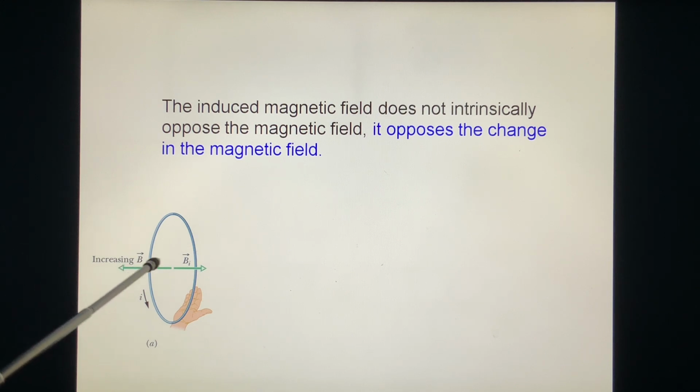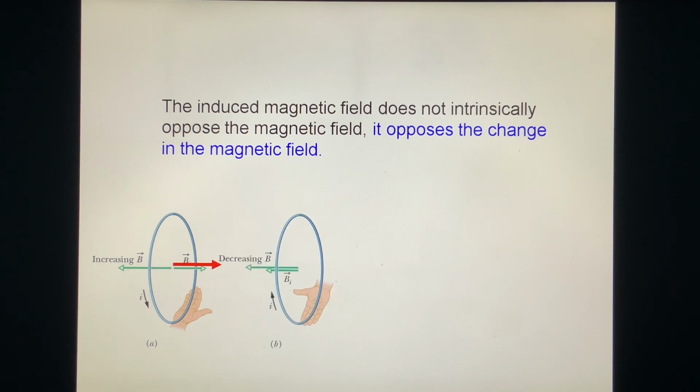If the magnetic field increases in this direction, it will induce a current which opposes the change. In other words, the induced current should be in the opposite direction. So this is the current opposed to the change. Now, if the same field decreases, we go the opposite way. What happens? The induced current will induce a magnetic field in this direction.